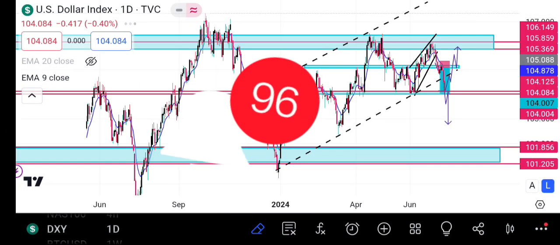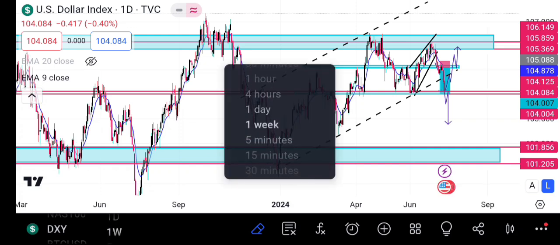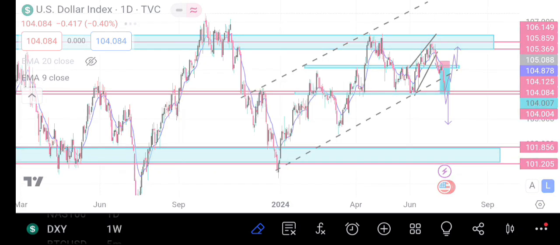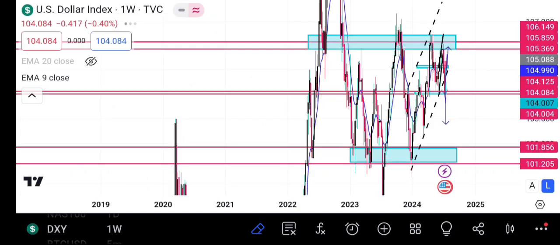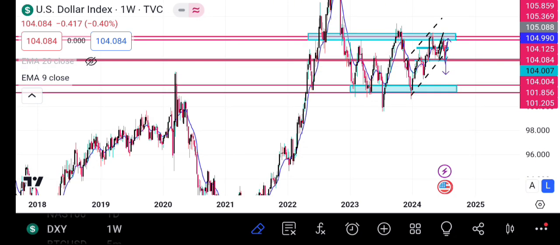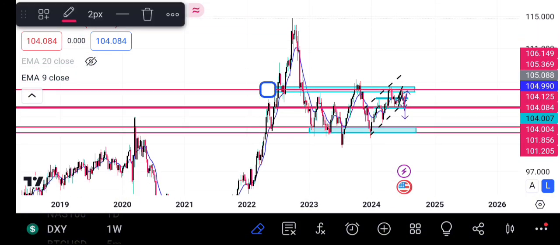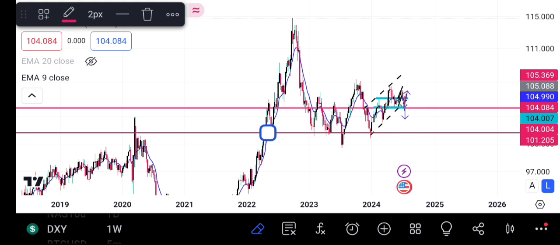So today we're going to be dealing with the DXY, but firstly we have to go on a higher time frame. We're going to be dealing with the DXY and gold, GBP USD, USD Swiss franc. On the DXY, guys, I'm going to teach you how to understand the DXY first. Once you start understanding the DXY, you'll understand how it correlates with other pairs.